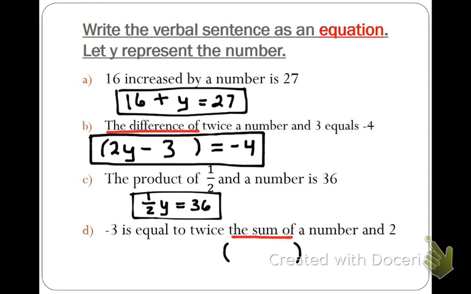And which operation should I put in the middle of my parentheses? Okay, we're going to add it. So let's read from left to right, and when we get to the part that says the sum of, everything that comes after it is going to go inside my parentheses. Okay, so start off with the beginning. -3 equals.